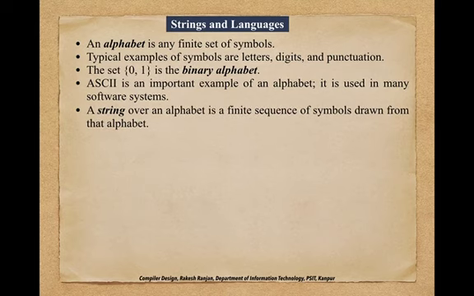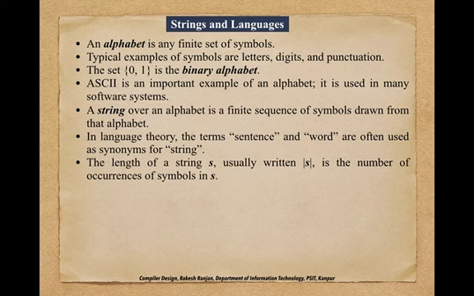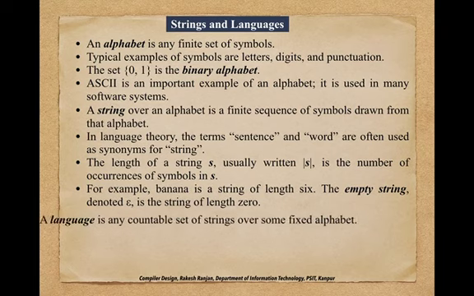A string can be defined as follows. A string over an alphabet is a finite sequence of symbols drawn from that alphabet. In language theory, the terms sentence and word are used as synonyms for string. The length of a string S is usually written as |S|, the number of occurrences of symbols in S. For example, banana is a string of length 6. The empty string is denoted by epsilon.